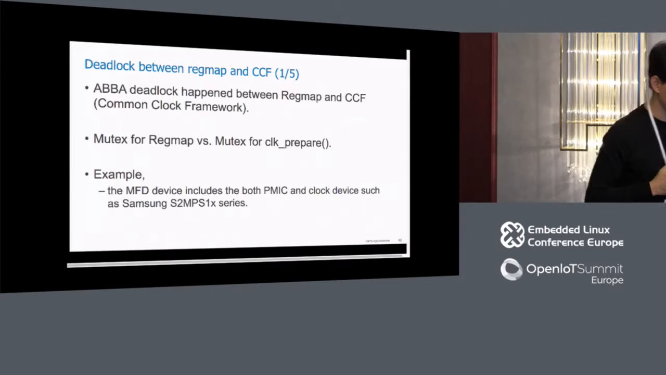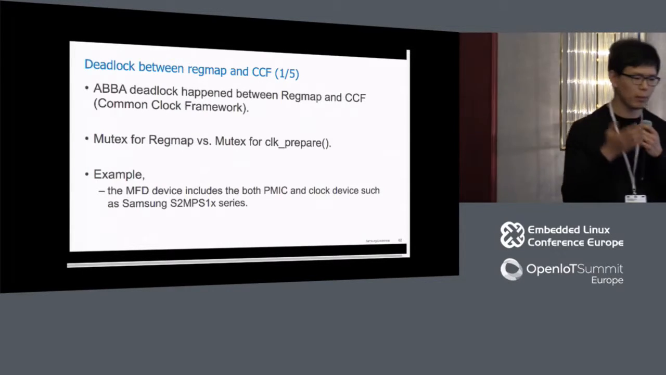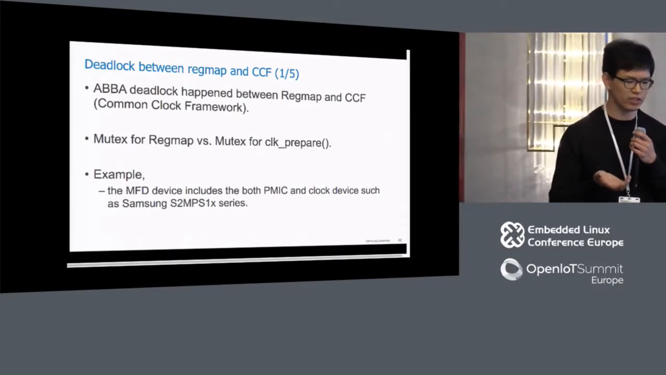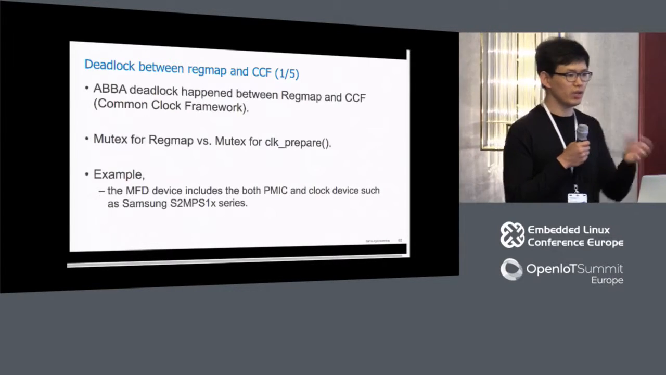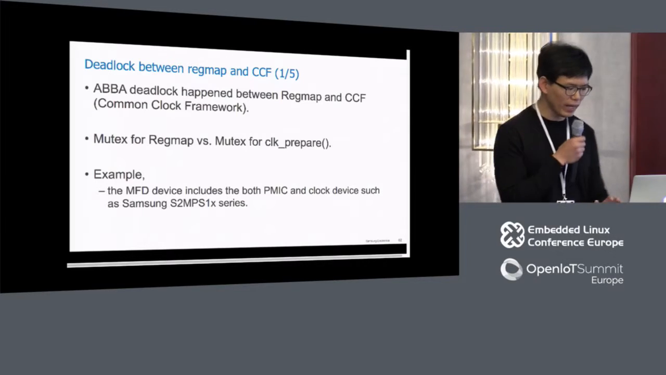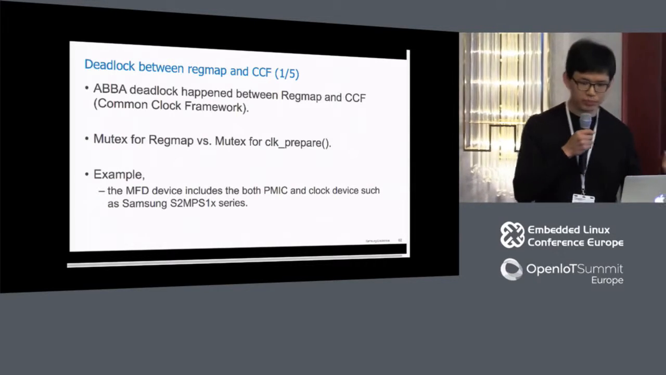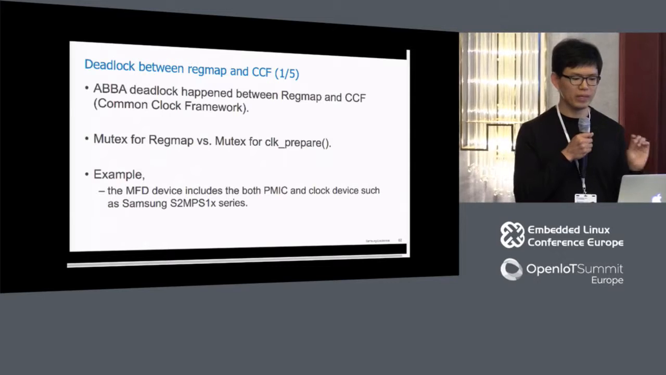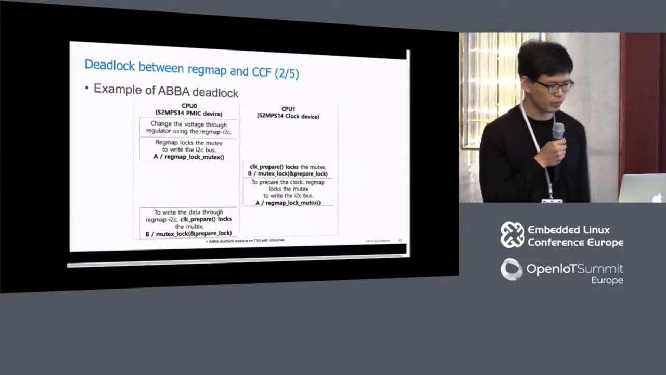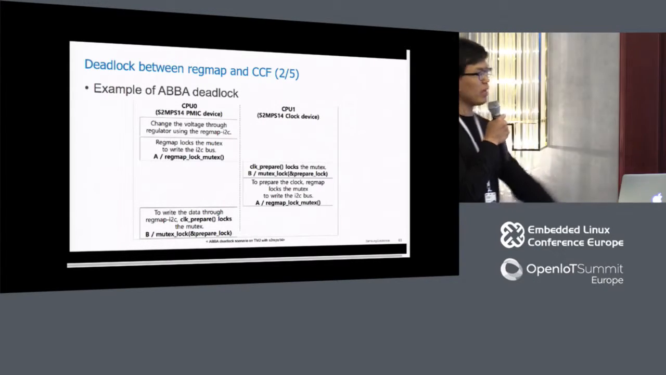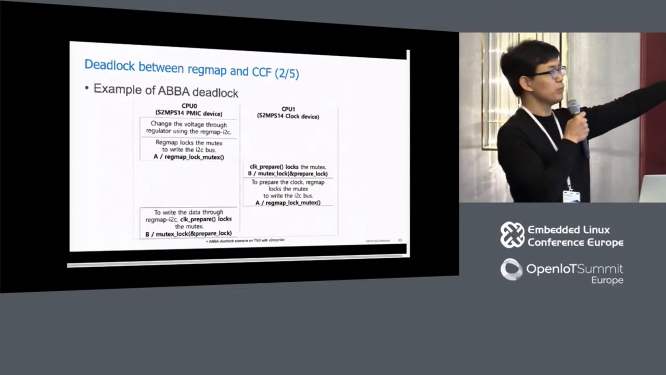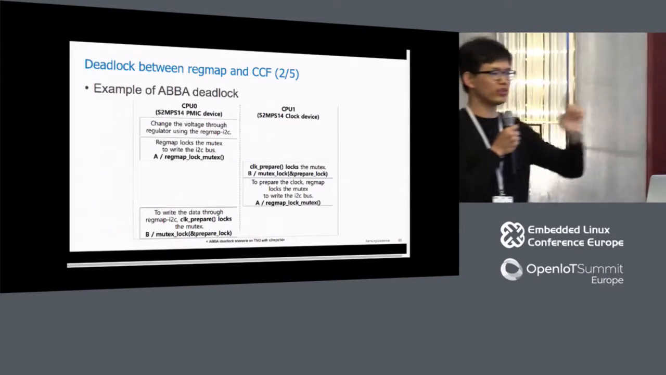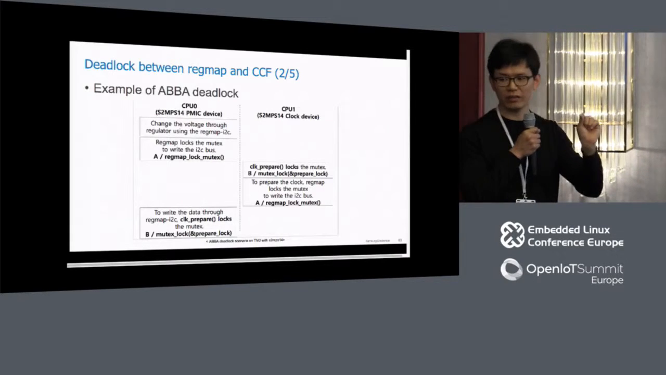Okay. And next, the mainline kernel has deadlock issues between regmap and the common clock framework. When we use the regmap subsystem and the clock prepare functions, the deadlock happens. This issue still remains on the mainline. So I added an example, the Samsung S2MPS MFD device. The MFD device includes the PMIC device and the clock device. The PMIC and clock device share one I2C line.